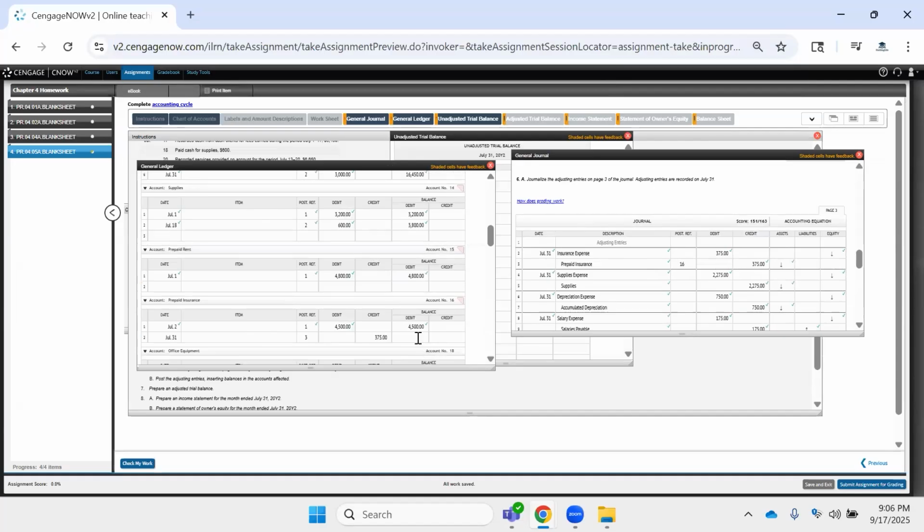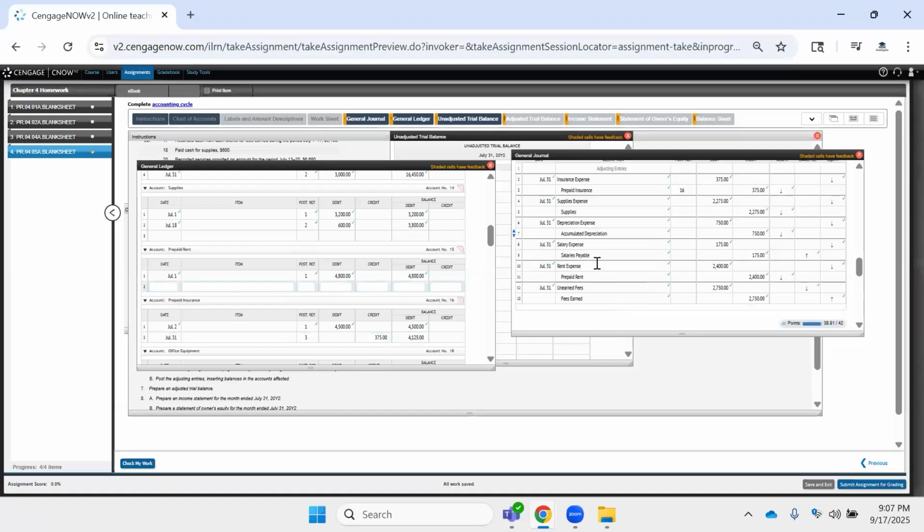Our prepaid insurance balance is now 4,125. Now prepaid rent, we had a number, that's account number 15, page 3, July 31st, a credit of 2,400, and that reduces our amount to 2,400.